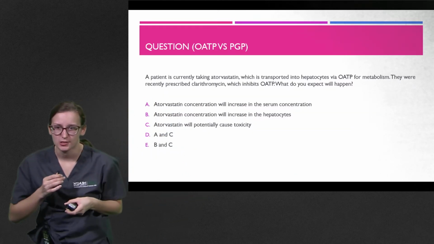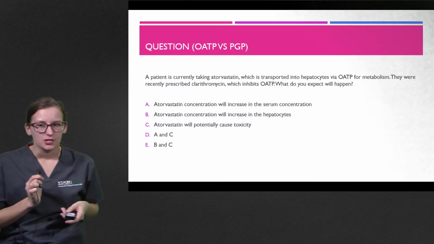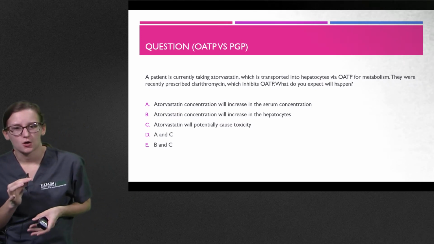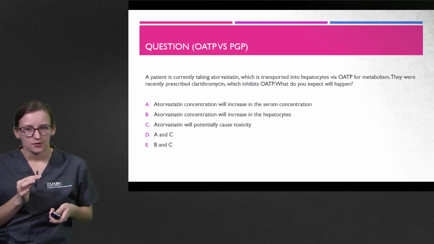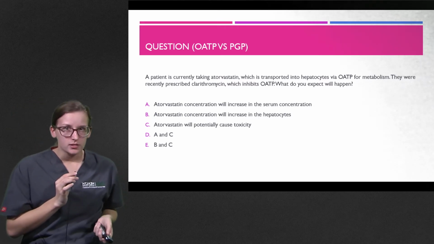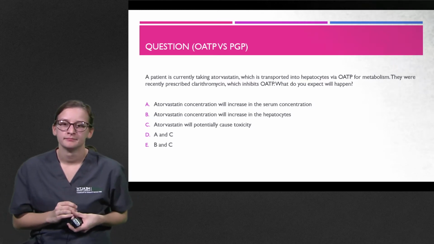All right, so question. A patient is currently taking atorvastatin, which is transported into hepatocytes via OATP for metabolism. They were recently prescribed clarithromycin, which inhibits OATP. What do you expect will happen?